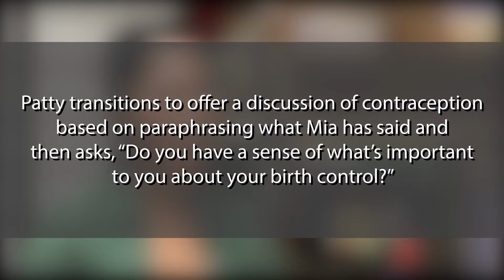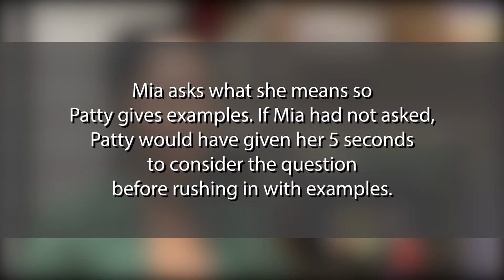Great. Patty transitions to offer a discussion of contraception based on paraphrasing what Mia has said, and then asks, do you have a sense of what's important to you about your birth control? Mia asks what she means, so Patty gives examples. If Mia had not asked, Patty would have given her 5 seconds to consider the question before rushing in with examples.